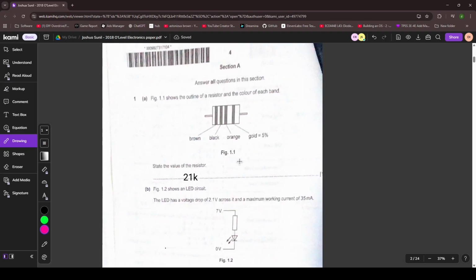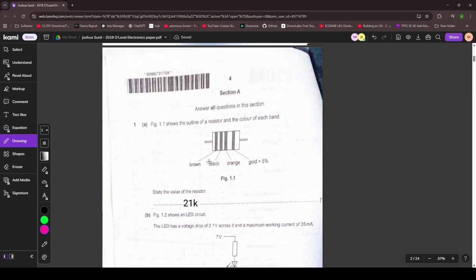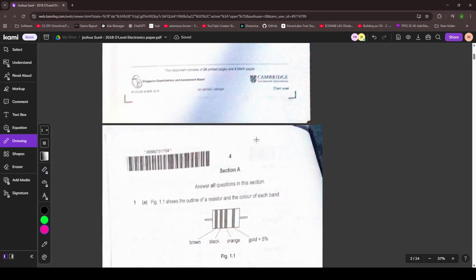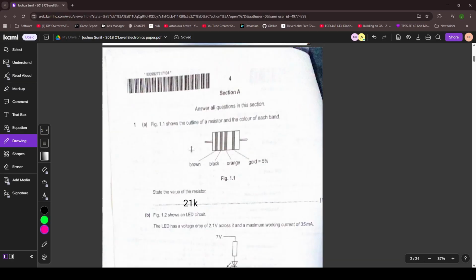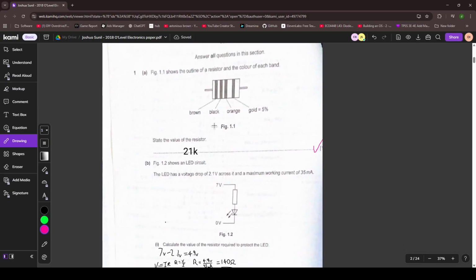Okay, so let's begin. State the value of the resistor. So brown, black, orange. Okay, I'm just going to assume he's right. I'm not going to go through how to do this.